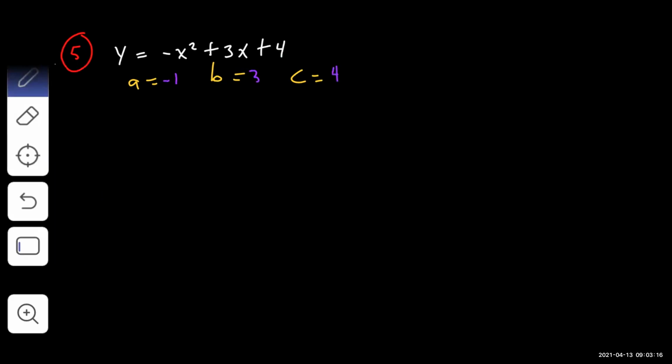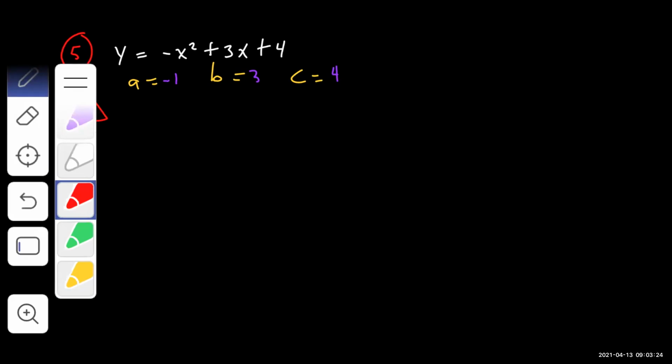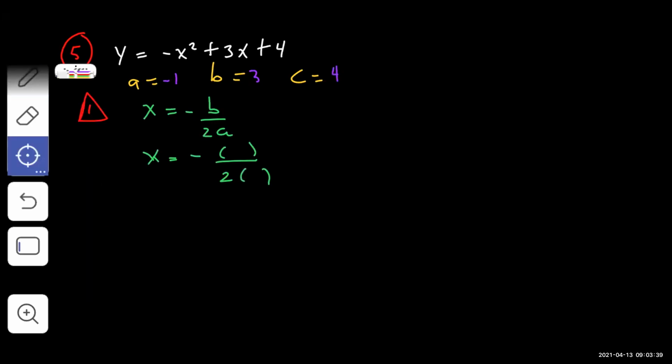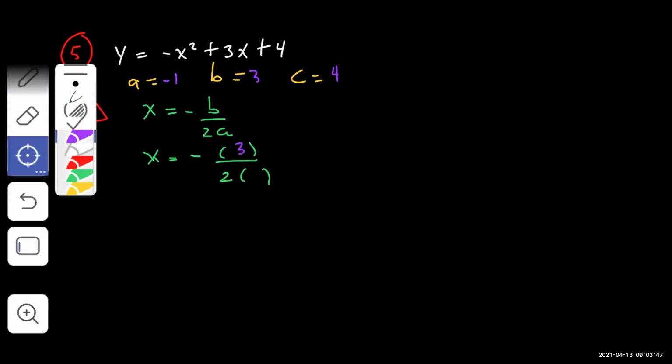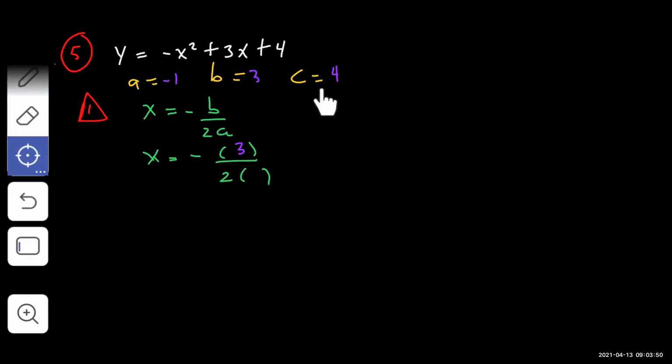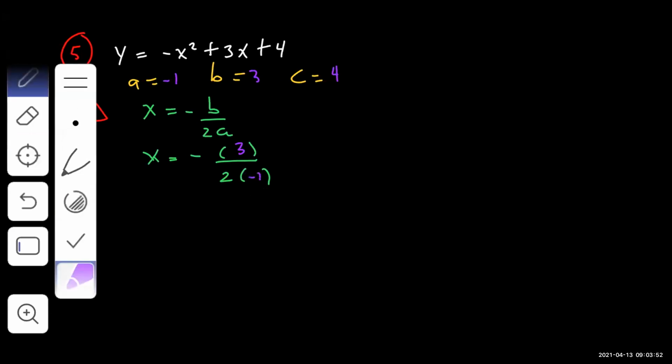That is just identifying A, B, and C. Now let's go to the first step, which is using the formula in order to find the axis of symmetry, the vertex. The formula is x equals -b over 2a. Let's use this formula and see what we get. What is the value of b here, guys? 3. What is a equal to? -1. That's correct.